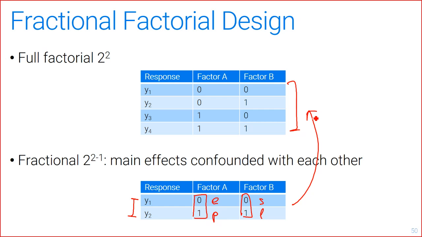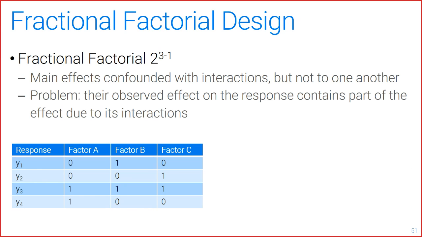But in this case, the main effects of A and B are confounded with each other. Whatever difference we observe in there, we don't know if it's because of factor A or because of factor B. A and B are confounded in this case. So this is the problem. Now, the idea is you get a fractional design that allows you to estimate the effects that you are interested in. So main effects are confounded with interactions, but not with one another.